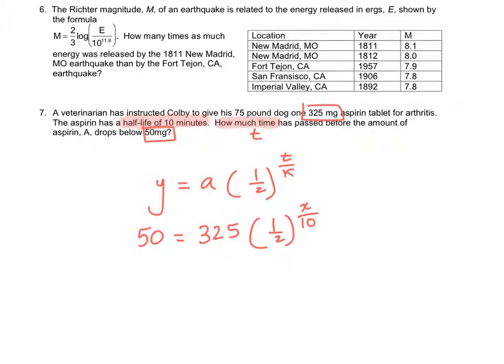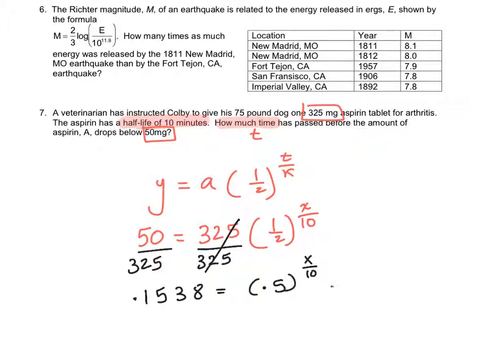Now to solve this, I need to divide by 325. So isolate the exponential. And that will be 0.1538 equals half, which is 0.5 to the power x over 10. Now I need x, so I need to change this to logarithm. So log base 0.5 of the argument 0.1538 is equal to x over 10.